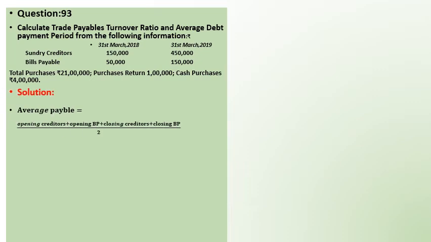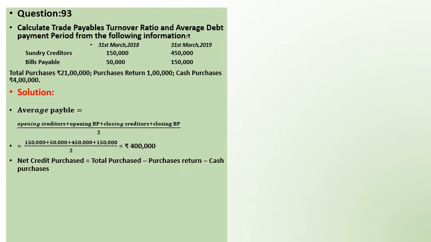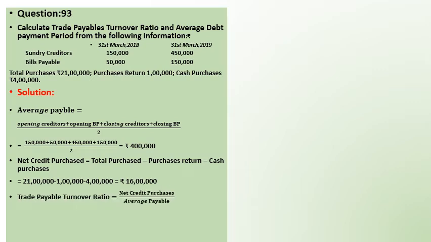From here we'll calculate the average payables, which is equal to opening creditors plus opening bills payable plus closing creditors plus closing bills payable, divided by 2, which comes to 4 lakhs. Now net credit purchase is equal to total purchase minus purchase return minus cash purchase. By solving this we'll get 16 lakhs. So trade payables turnover ratio is equal to net credit purchase divided by average trade payables, which is equal to 4 times. It is just similar to debtors turnover ratio. You just have to replace debtors and bills receivable with creditors and bills payable.